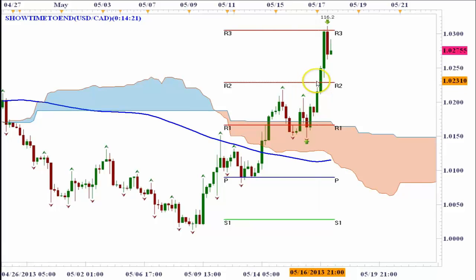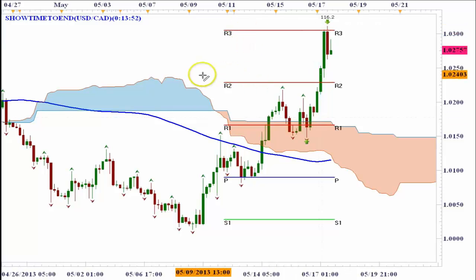So we got to the R2 level, broke the R2 level, closed up here, and then the market continually went way up here. And now R3, we got stopped out right on R3 if you put your target level at R3. Now this first target level, if you get in the market here, that's 51 pips. And then going all the way up to here, that would have gave you 129 pips.